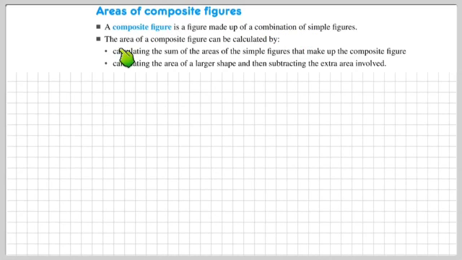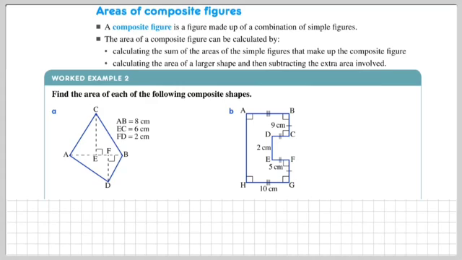The area of a composite figure can be calculated by either calculating the sum of the areas of the simple figures that make up the composite figure, or calculating the area of a larger shape and then subtracting the extra area involved. Okay, now I'll give you an example of both and then we'll have some fun together. This one is an example of this first dot point, and this one is an example of this second dot point. You actually don't have to do this one using the second dot point approach, but it's just quicker and easier if you do, okay?